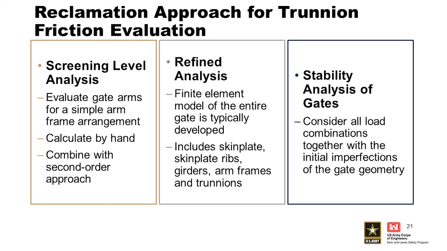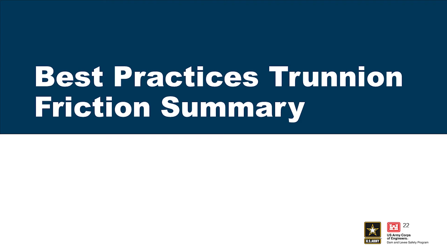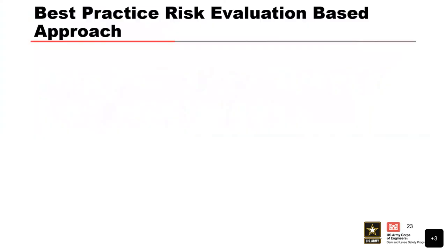So Reclamation's approach for trunnion friction evaluation is pretty similar to the Corps'. I'll run through it. You do a screening level analysis, simplified, and then if you think you have higher risk or some problems, then you go to a more refined analysis using finite element, similar to what the Corps does, and I have a slide for that. So we'll talk about the Corps' approach.